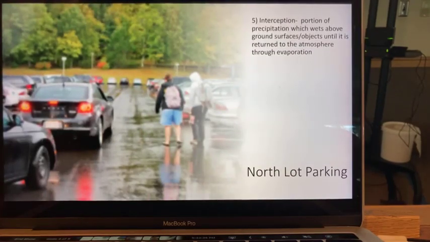5, interception, portion of precipitation which wets above ground surfaces and objects until it is returned to the atmosphere through evaporation. And then I have North Lot, because on the ground there you can see it just rained and the water's still sitting on the asphalt until eventually it'll either drain or evaporate back into the clouds.